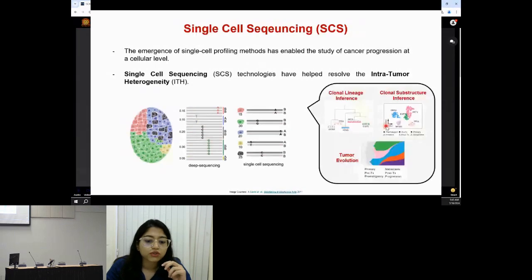Earlier we used bulk sequencing, which gave a mixture of signals coming from several cells. But now we are able to work at the level of a single cell, where we can find the genetic information coming from every single cell. Due to this, many downstream analyses have been made better, for example, clonal lineage inference and inference of the clonal substructure. We are also able to infer tumor evolution better with the advent of single cell sequencing technologies.